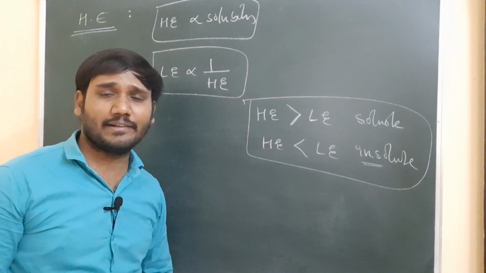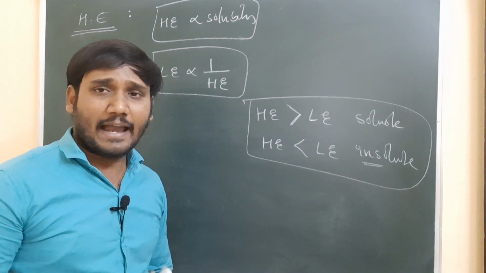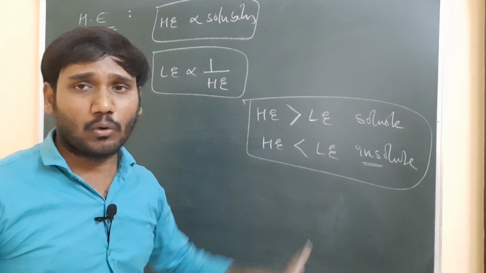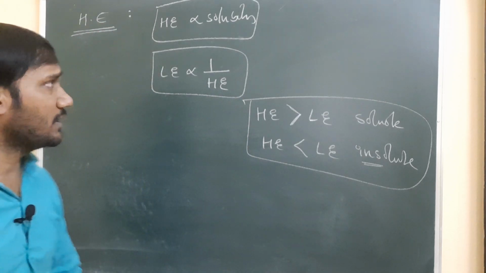Lattice energy and hydration energy are inversely proportional. So if lattice energy is more, then hydration energy is less. And if hydration energy is less, then lattice energy is more. So this is the general basic relation between lattice energy and hydration energy.